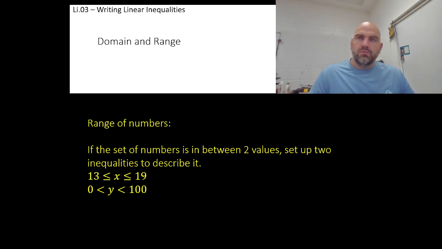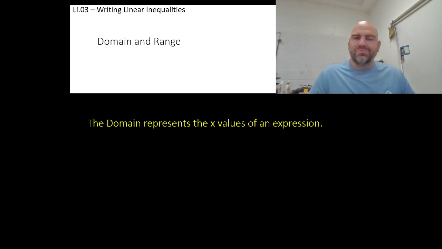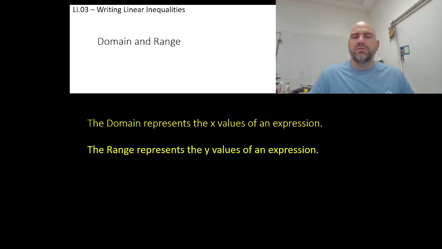Okay, I forgot to mention this, but domain is going to be your x values, and range represents your y values. Oh, here we go, I did put it in here. Domain represents the x values, range represents the y values of an expression. And so that's where you're going to put that in. You're going to say D or domain equals, and then give your range, and then range equals, and then give that limitation to the variable there.